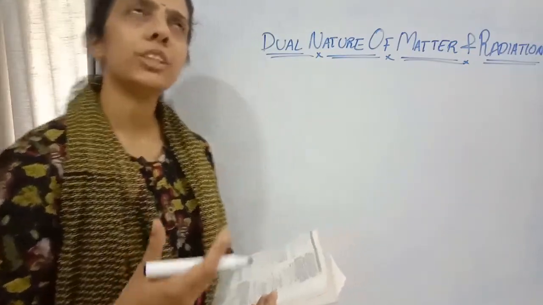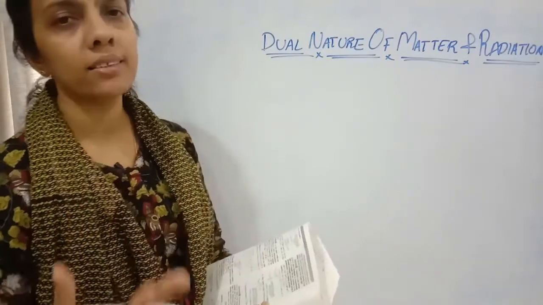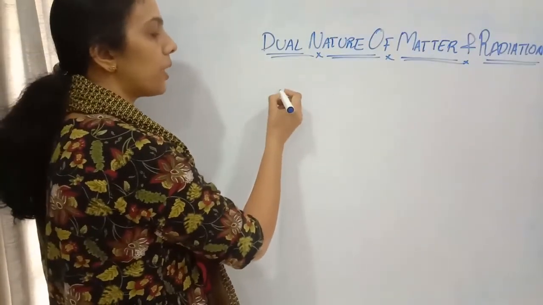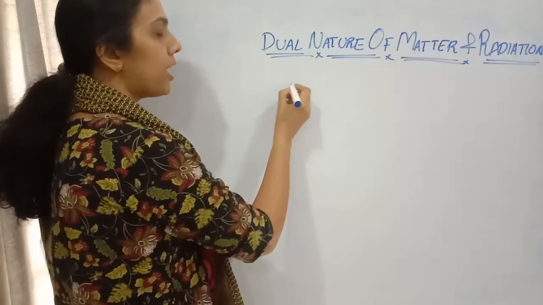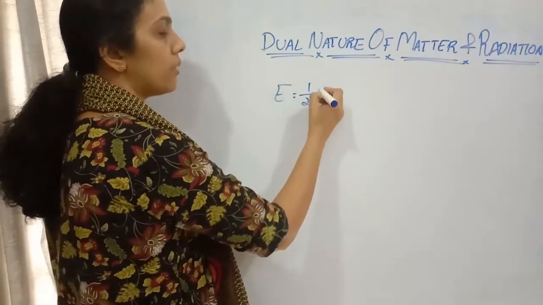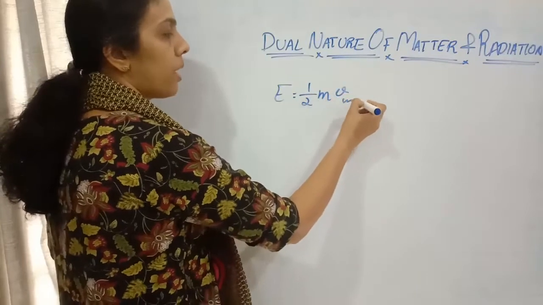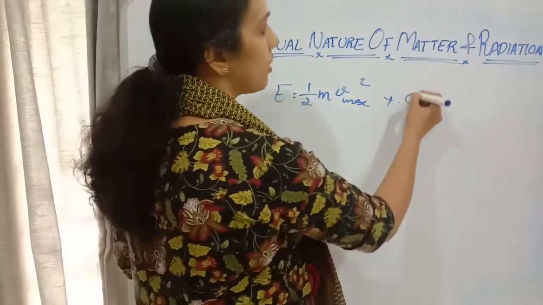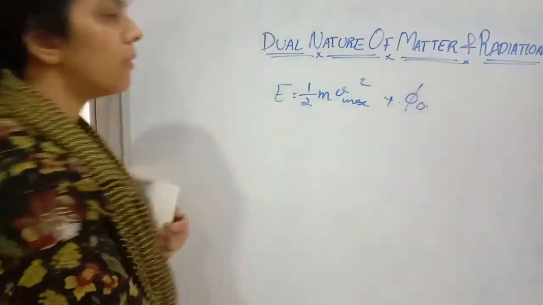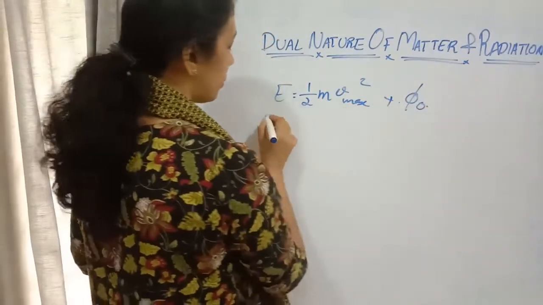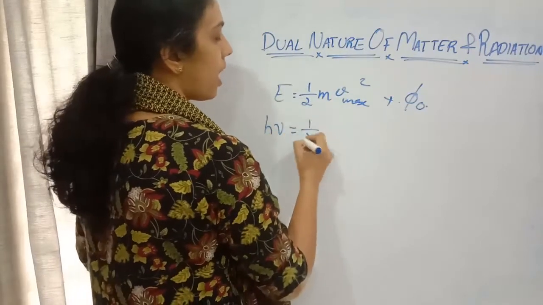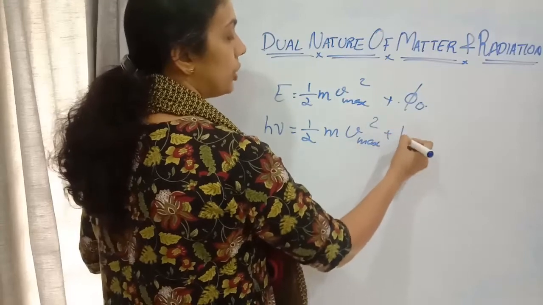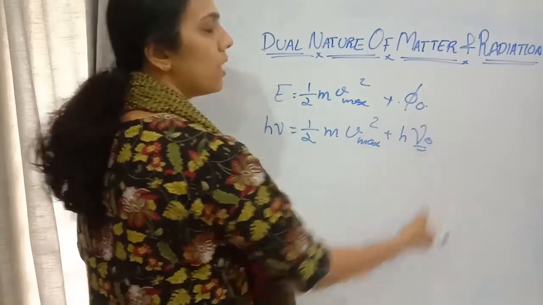So what is the relation connecting this frequency and the stopping potential? We know that as per Einstein's photoelectric equation, energy will be equal to kinetic energy plus work function. What is the work function? h nu 0. So h nu equals half m v maximum squared plus h nu 0. Nu is the frequency.